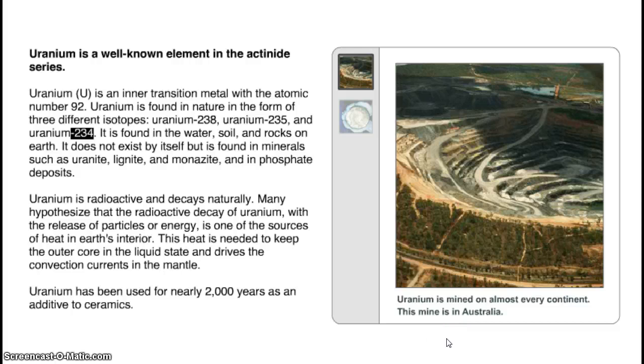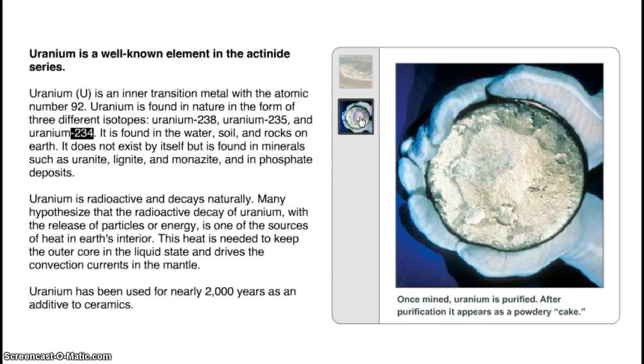Uranium is mined on almost every continent. This mine is in Australia. Once mined, uranium is purified. After purified, it appears as a powdery cake.